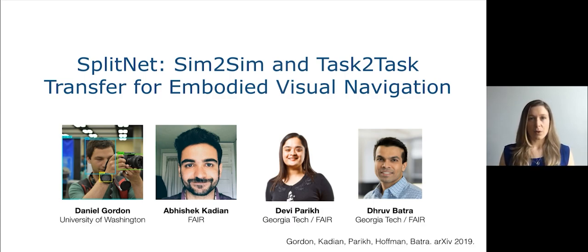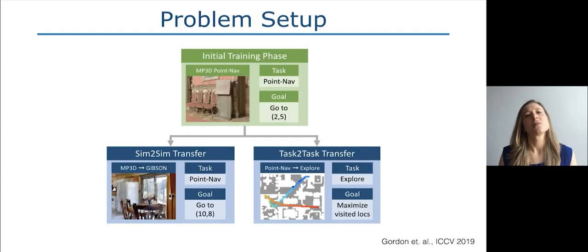Up next, I want to move on and talk about SplitNet, which is now a model that's focusing on sim-to-sim and task-to-task transfer for embodied visual navigation. And this is joint work with Daniel Gordon, Abhishek Kadian, Devi Parikh, and Dhruv Batra. And the problem setup studied here is that we'd like to be able to learn in an embodied environment, and we'd like to be able to learn jointly both how to recognize inside of these embodied scenes, but also how to perform a particular task.